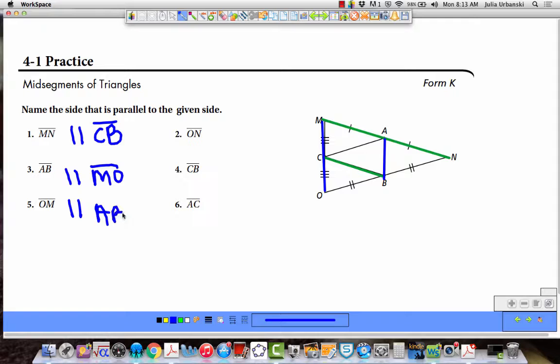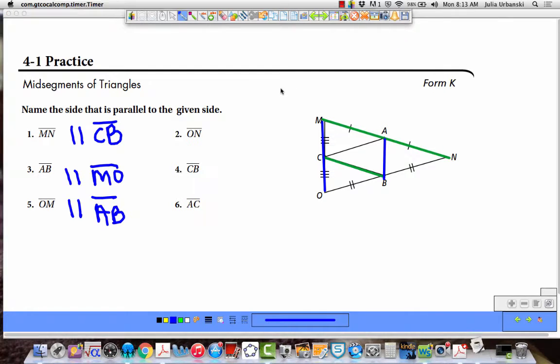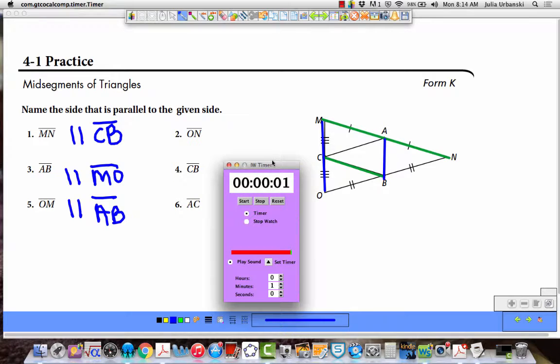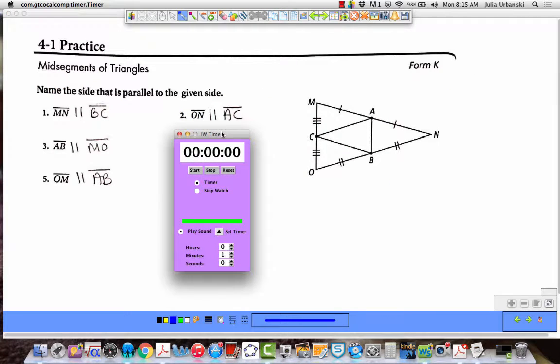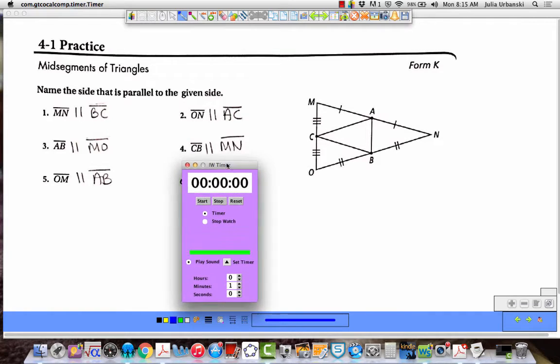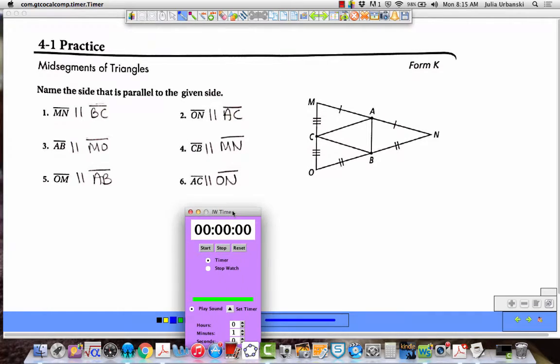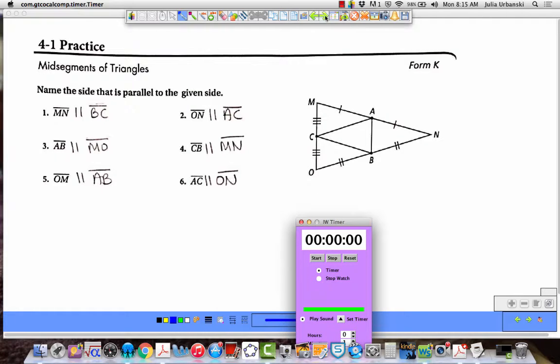Alright, you do the right hand side. Do 2, 4, and 6. Go. Give me 1 minute. Parallel to AC. What do you get for number 4? MN or NM, either one, and for number 6? N O or O N. Good job.